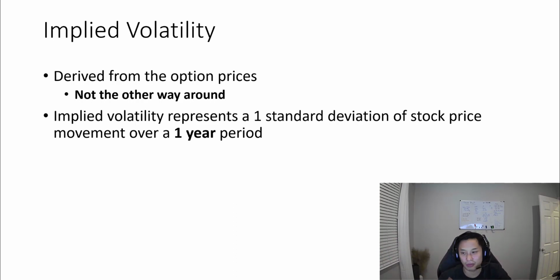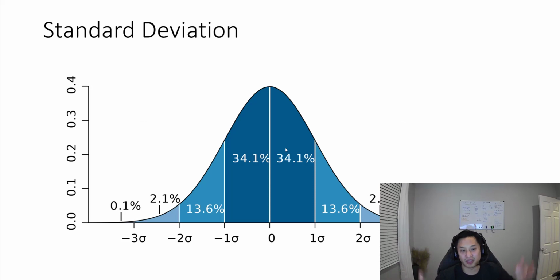Okay, and what that implied volatility number represents is one standard deviation above and below the stock price over the course of a year, right? So what does that mean? That means that if you take implied volatility, you multiply it by the stock price, that range plus or minus will determine 68%, right? So if you remember stats, AP stats, this is the bell curve, and the first standard deviation is always going to be 34% above, 34% below the average, right? So 68% probability of it being here.